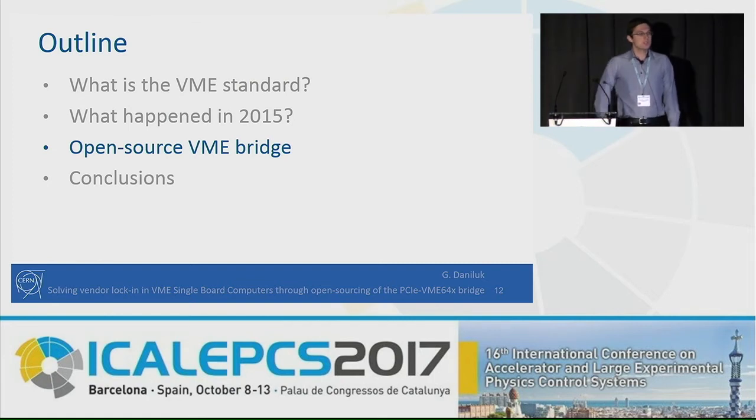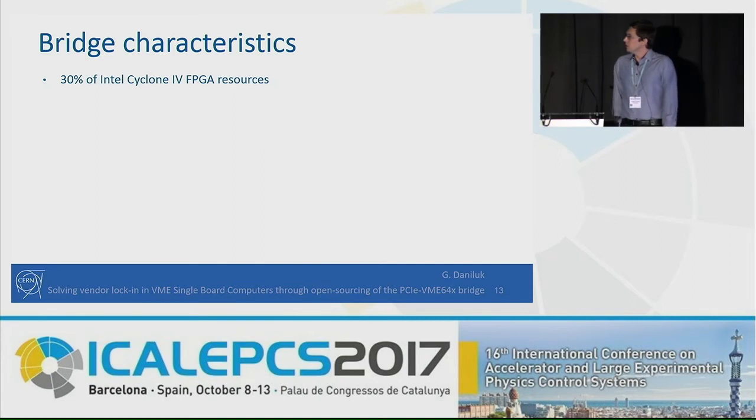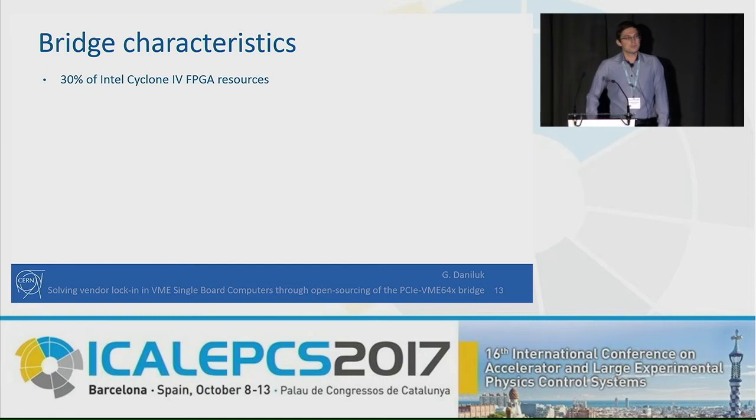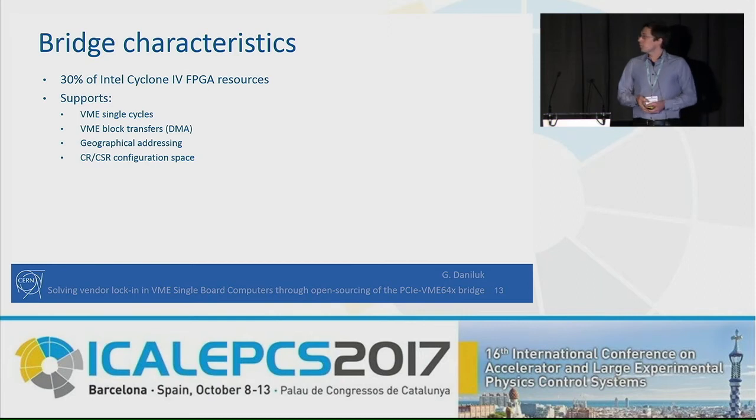Okay, so some words about the VME bridge. On the current hardware platform, so MEN 825, it takes around 30% of the Cyclone 4 FPGA resources, which means even on this board, we still have plenty of space to still add new features or to modify the design if we need it. Some bullet points for those of you who are more familiar with the VME standard.